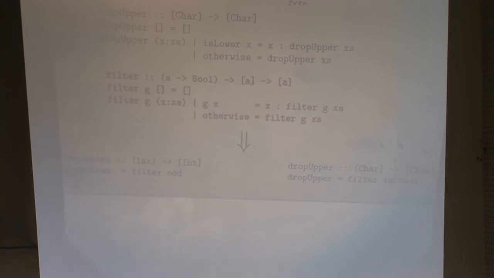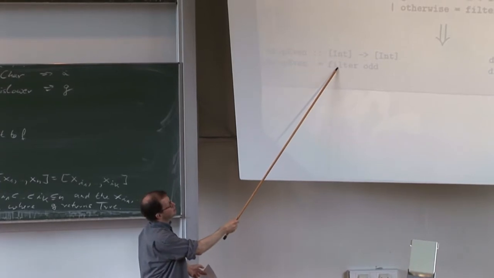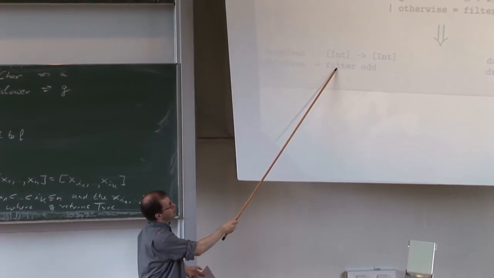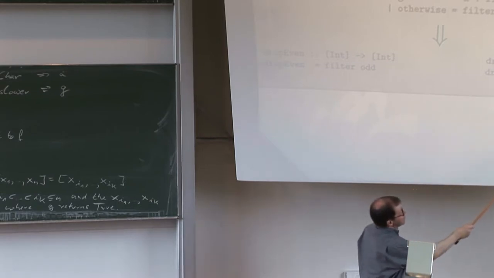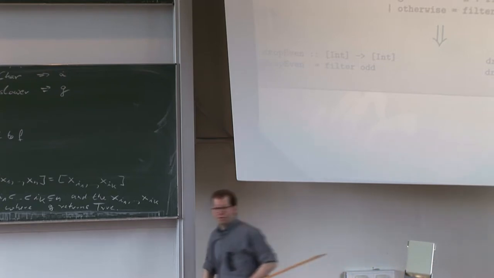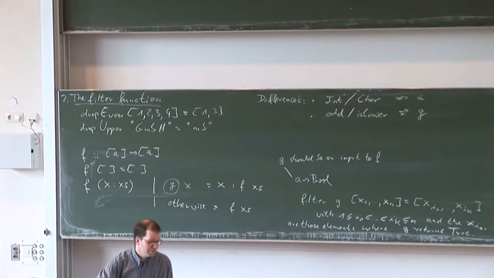So this is shorter, more readable and reusable, and if you know what filter does, you immediately understand what this means. This means take a list and filter out those elements which are odd. And this means take a list and filter out those characters which are lowercase characters. So if you know what map or filter does, definitions like this are very easy to read and very easy to write.